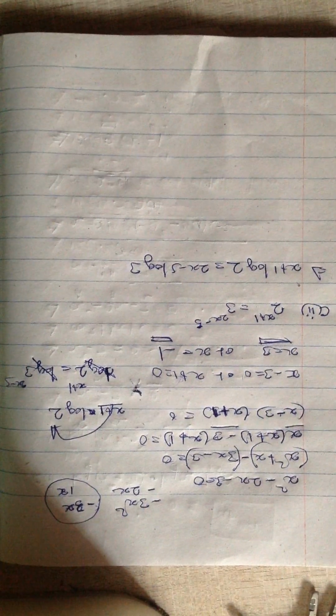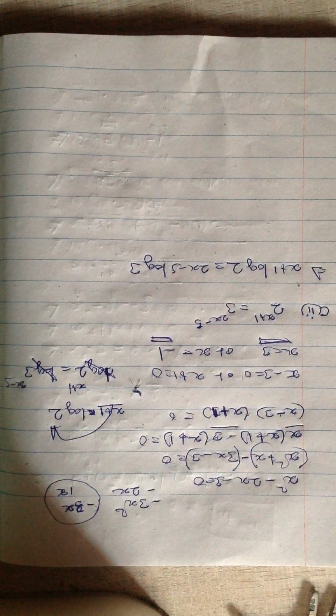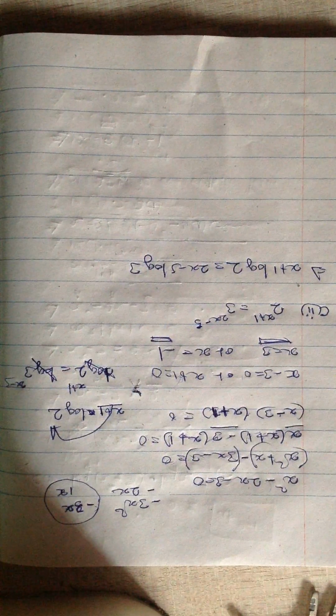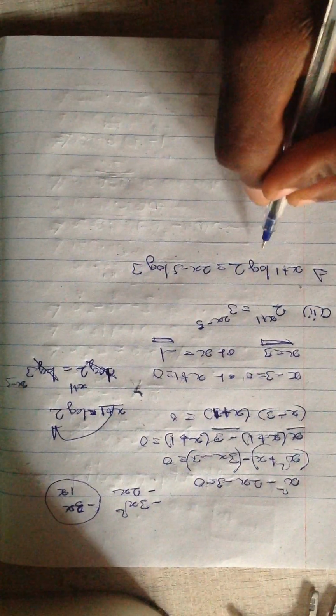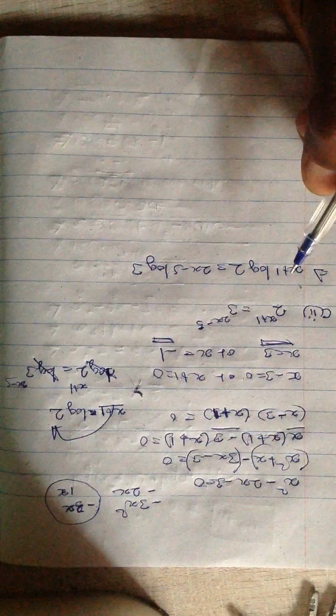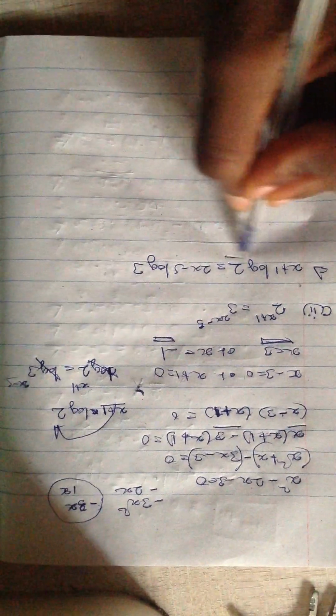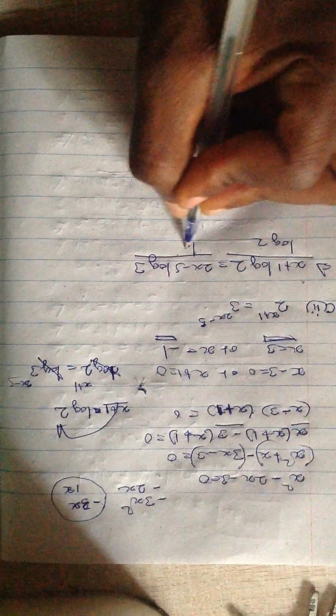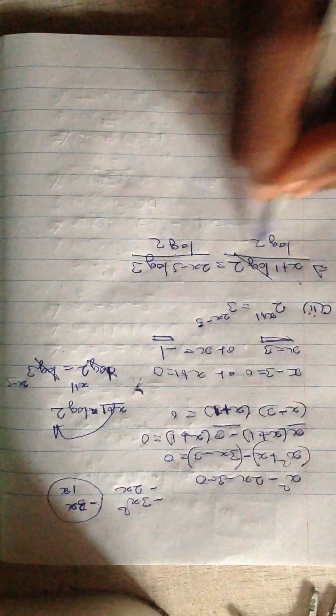Okay, hope now it's clear. We are going step by step. So when you reach this stage, what next? I can divide throughout with the logs. Log 2 is a number. Log 3 is a number. We can divide them. Let's divide both sides throughout by log 2, also here by log 2, so that log 2 and log 2 cancel.